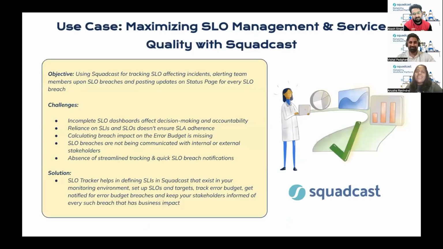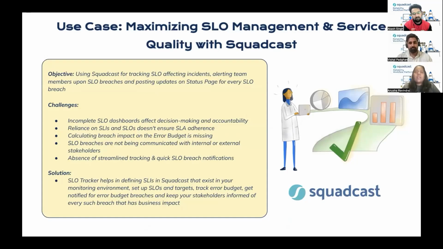So here, let's take a look at the use case context. Here, the team is looking to use Squadcast to track SLO affecting incidents and alert their team members upon SLO breaches and post updates on the status page for every SLO breach that they have.